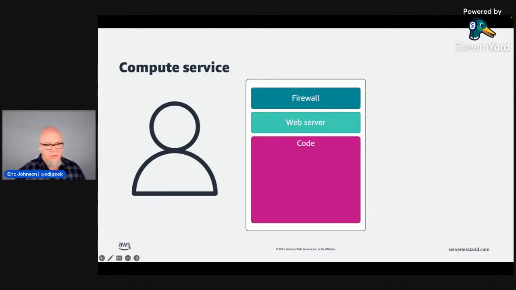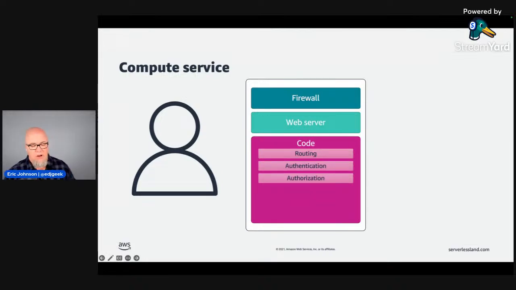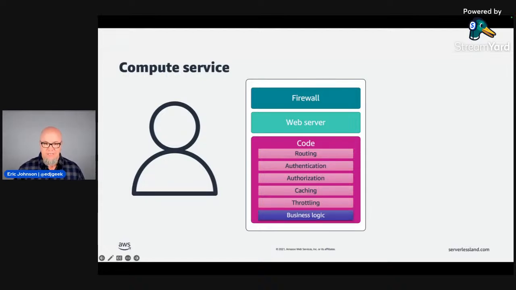Then we have our code. And a lot of times in our code, we're dealing with routing, authentication, authorization, caching, throttling. And then we finally get to that ever important business logic. This is the code that differentiates you from anybody else. You're building an application. Routing isn't new. Authentication isn't new. Caching, throttling, things like that. But these are all things you have to deal with when you are managing the web servers on a legacy system.